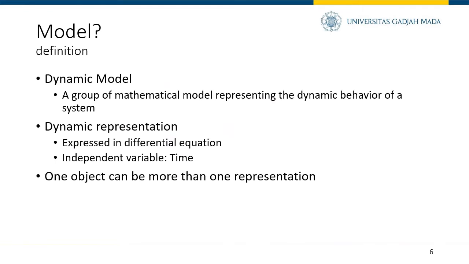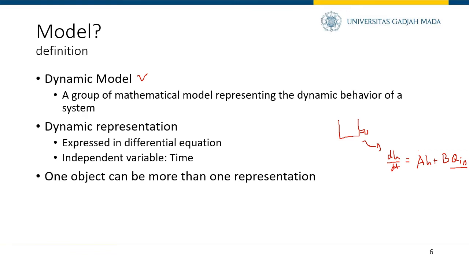Okay. Let's see the formal definition. Model. We will learn about dynamic model, a group of mathematical models representing the dynamic behavior of a system. So we will have a mathematical model. Let's say we have a tank. We like converting this physical system to a mathematical model. For example, it's dh per dt equals a h plus b Q in. Okay, this one is only an example.